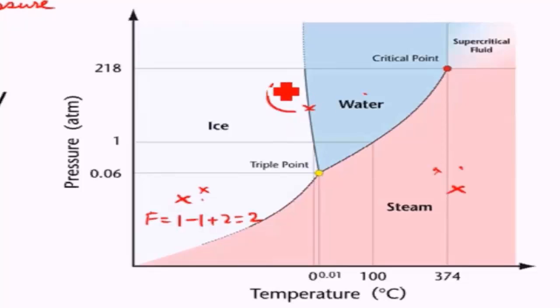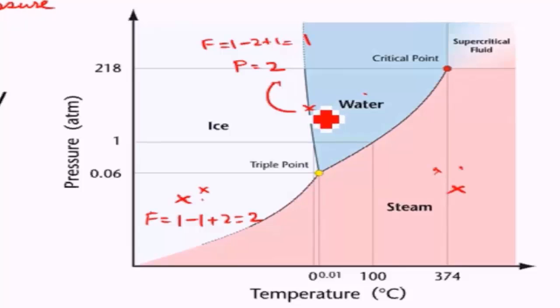For this location the number of phases turns out to be 2. Therefore degree of freedom is 1 minus 2 plus 2, which gives me 1 degree of freedom. What does this mean? This means that temperature and pressure cannot be varied independent of each other to remain at the two-phase region. The two-phase region is basically this line.